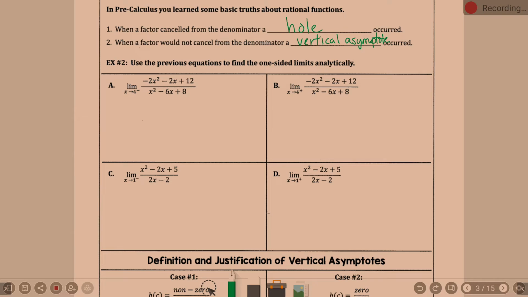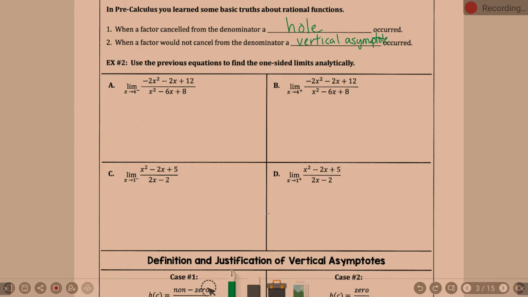What previous equations? Are these the equations for the graphs, maybe? Yeah, I guess so. But the point is, we're not supposed to be looking back at the graphs. We're supposed to use the equation now. Okay?